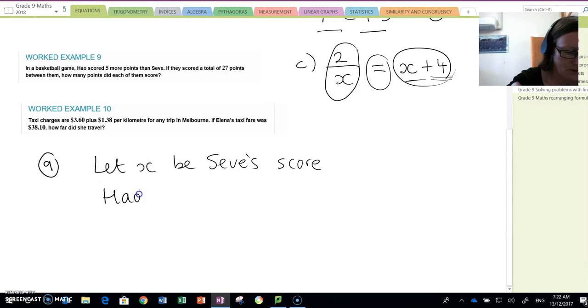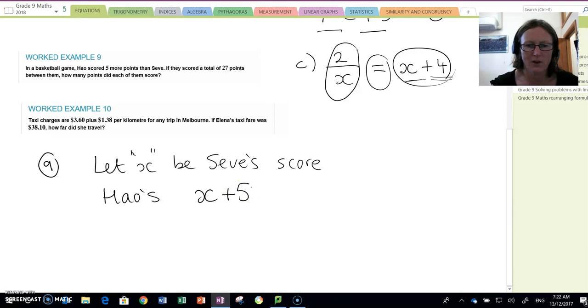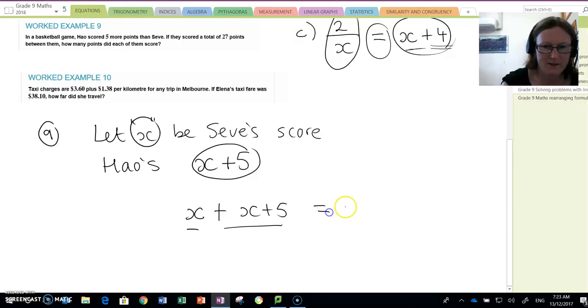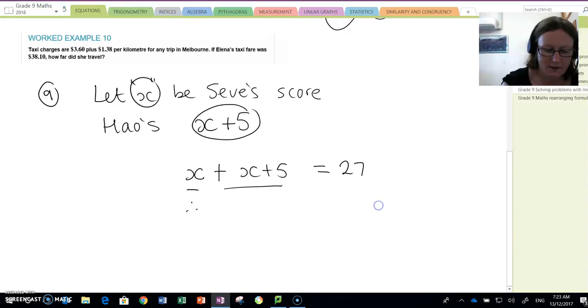What about Hal's score? Hal scored 5 more points than Sev. So if x is Sev's score, Hal scored 5 more. So how do we represent that? x plus 5. So x is Sev's score and x plus 5 is Hal's score. In total, they scored 27 points. So if we add Sev's score plus Hal's score, the answer is 27. We have to solve this one. So let's look at what we've got here.